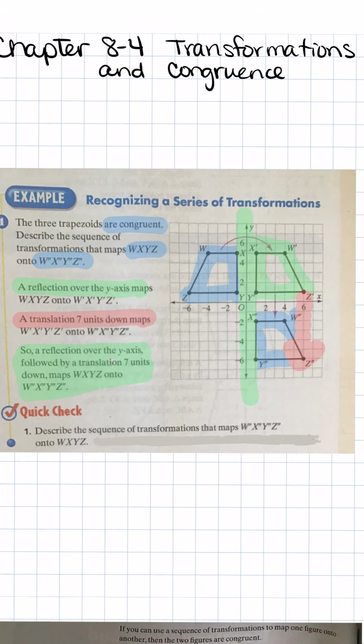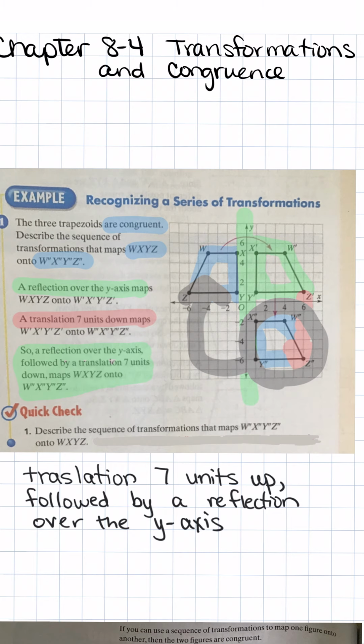Okay, so now I want you to look at describing the sequence of transformations that maps this figure onto this figure. Okay, so how could that have gotten there? So kind of think about that for a minute, see what you come up with, and come back when you're done.